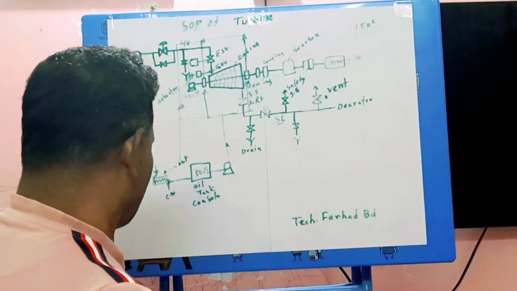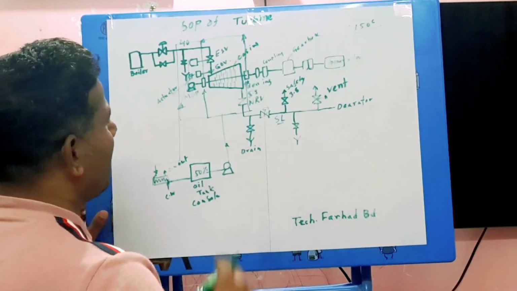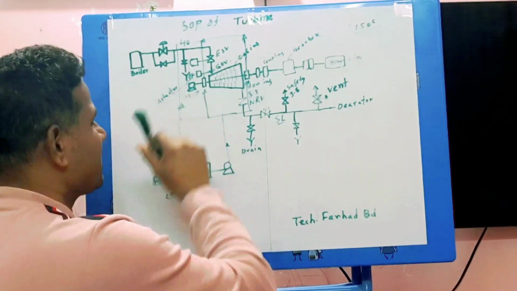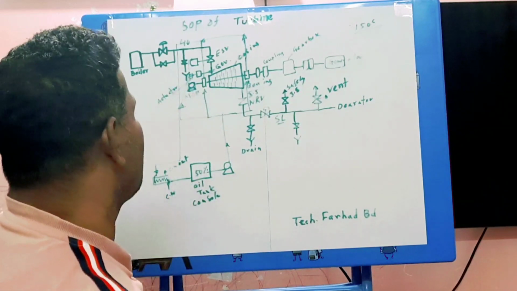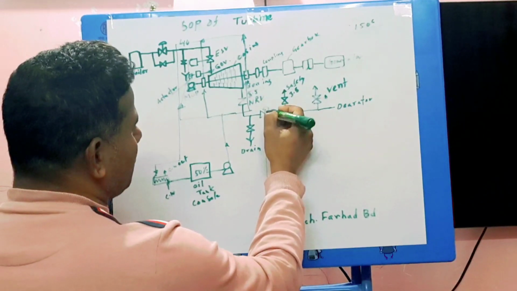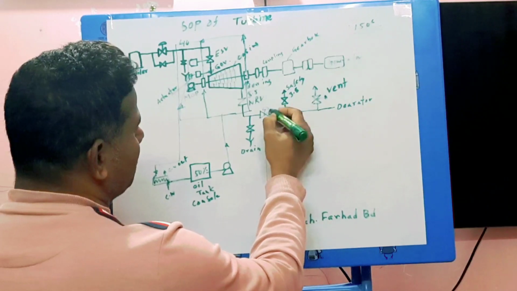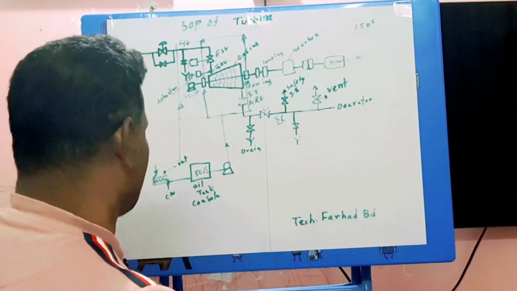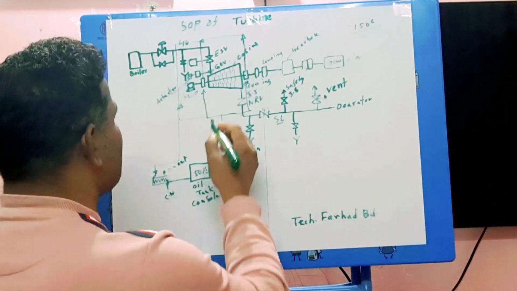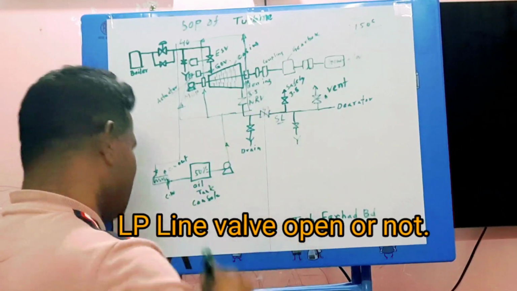If these requirements are met, then you have to confirm all steam drain valves are open or not. You should open the casing drain valve, steam line drain valve, and LP low pressure steam line drain valve, and keep them open for removing the condensate. Confirm the exhaust valve and LP line valve are open or not. First, confirm the drain valves are open. Second, confirm the LP line valve is open.